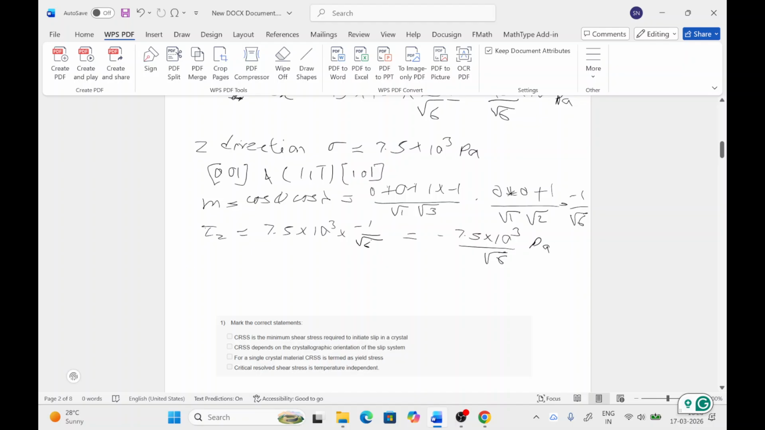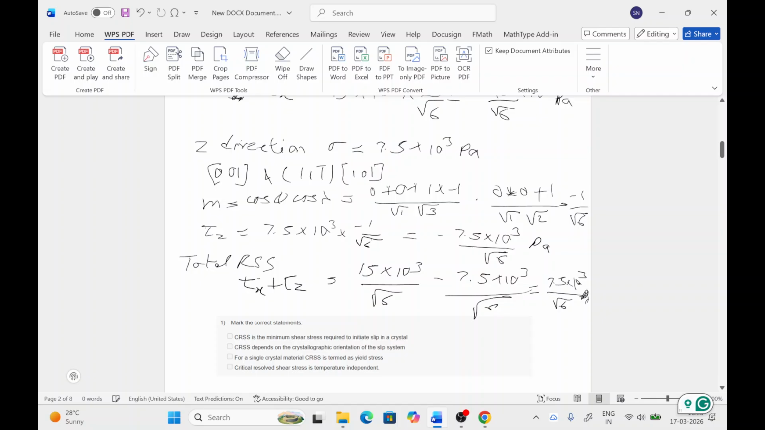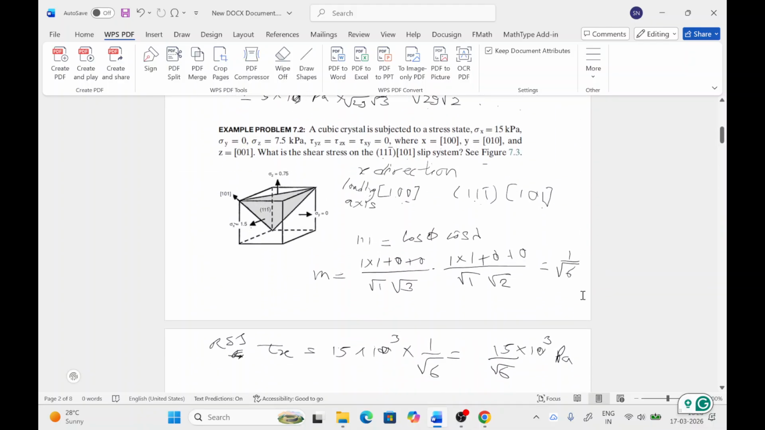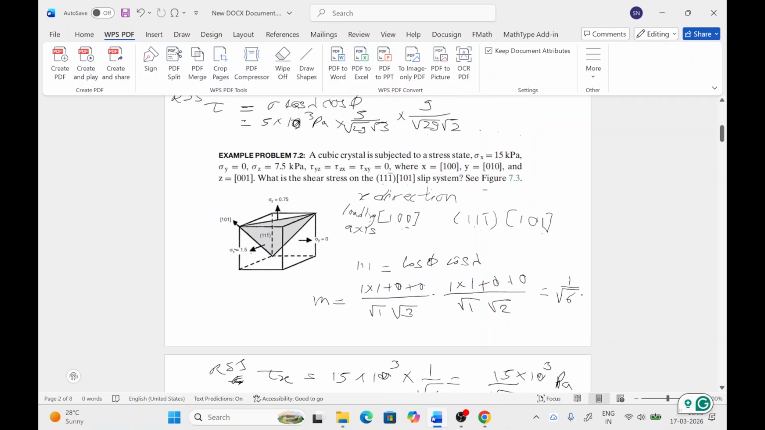So the total RSS will be tau x plus tau z. So this will be 15 into 10 raised to power 3 by root 6 minus 7.5 into 10 raised to power 3 divided by root 6. So this will be 7.5 into 10 raised to power 3 by root 6 Pascal. So if we are given stress for two directions, we can calculate like this.